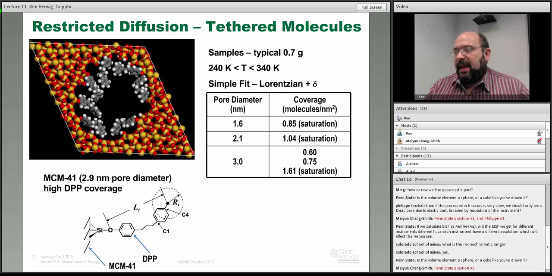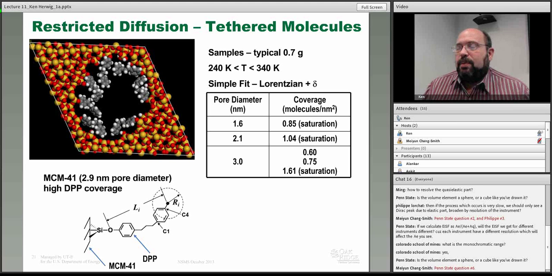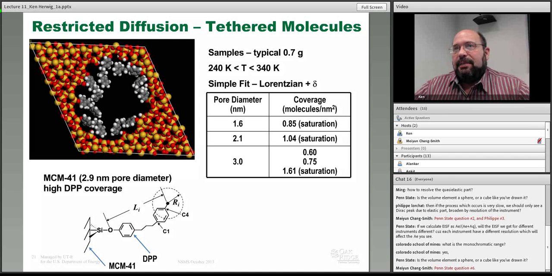Okay, Penn State, is the volume element a sphere or a cube like you've drawn it? I think you're probably talking about the cube that I drew for the EISF. In principle, it's essentially an XYZ volume element. I think that may be asking a little bit too much from that intuitive look I gave you, but for me, the coordinate system in that case would be Cartesian, so an XYZ volume element.